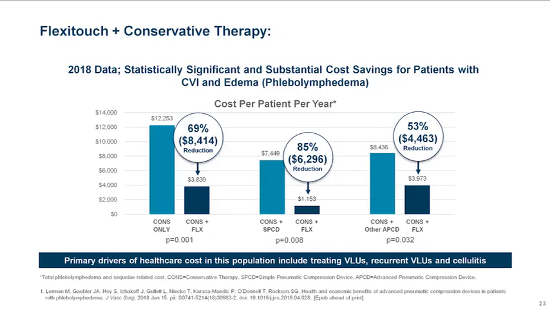When we compare FlexiTouch with conservative therapy to conservative therapy alone, there is a significant cost reduction of approximately 69%. When conservative therapy and simple pneumatic devices are compared to conservative therapy plus FlexiTouch, there is an 85% cost reduction. And when we compare other advanced pneumatic compression devices used in the scope of conservative therapy to conservative therapy with FlexiTouch, we see, again, a significant reduction in overall cost of 53%.